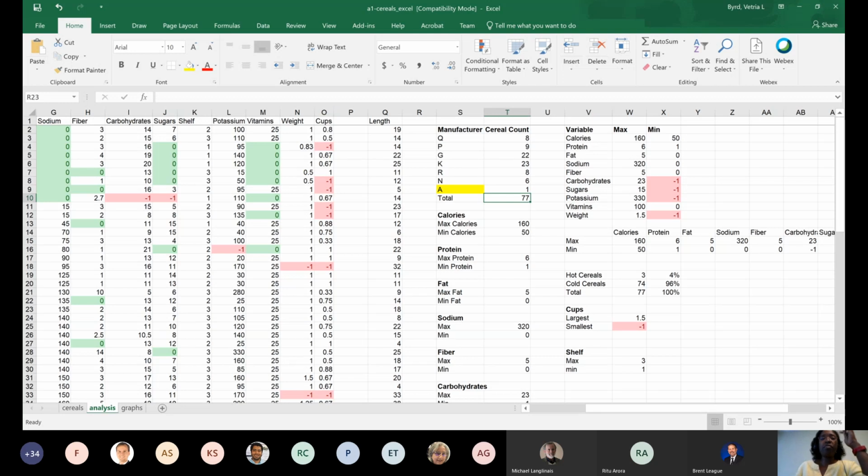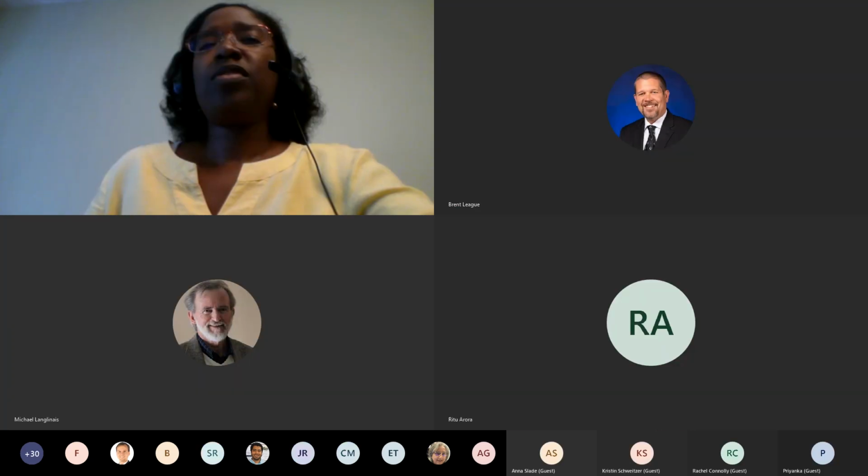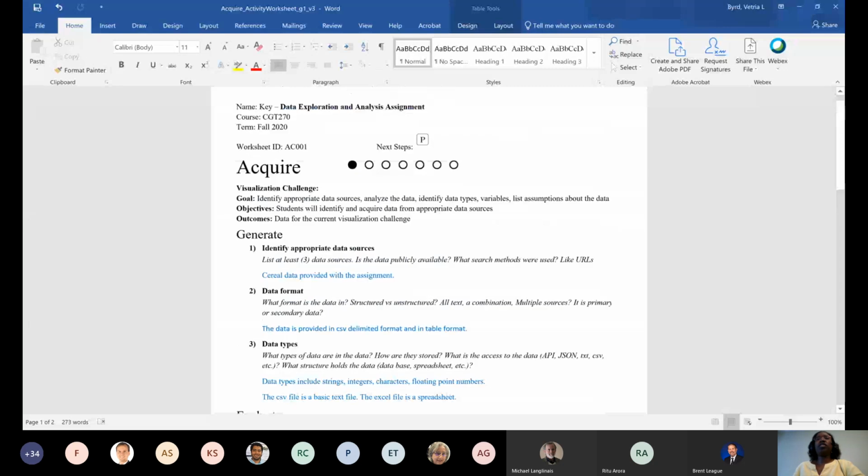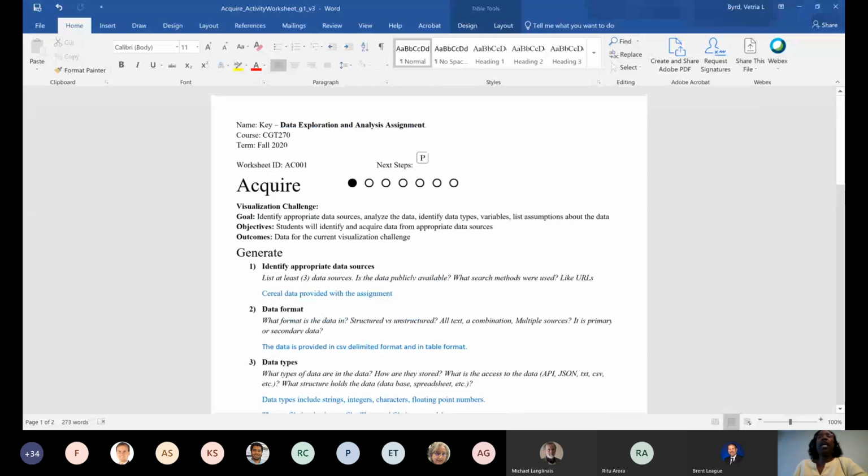I have a series of worksheets, and I wasn't sure if you guys would want to see this or not, but since the question was asked, I will share it. Give me one moment to share this as well. When we walked through the data visualization process yesterday, I have a series of worksheets that we do in class.